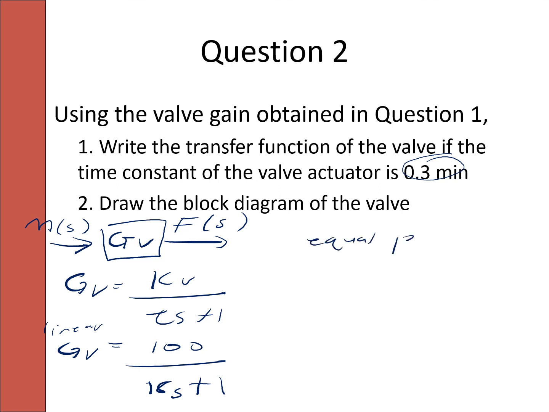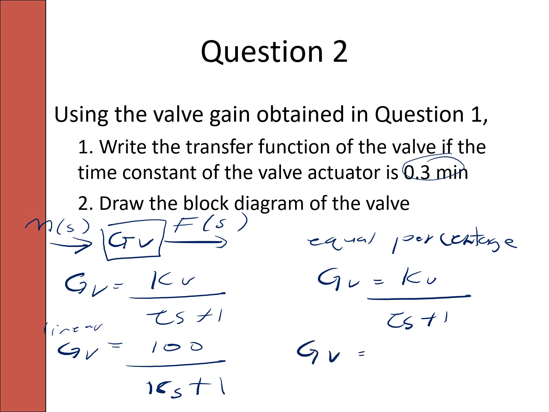For equal percentage, the unit for the time constant is seconds. The transfer function is kV over tau s plus 1, so GV is equal to 97.8 over 18s plus 1. Okay, so that's all for question number 2.